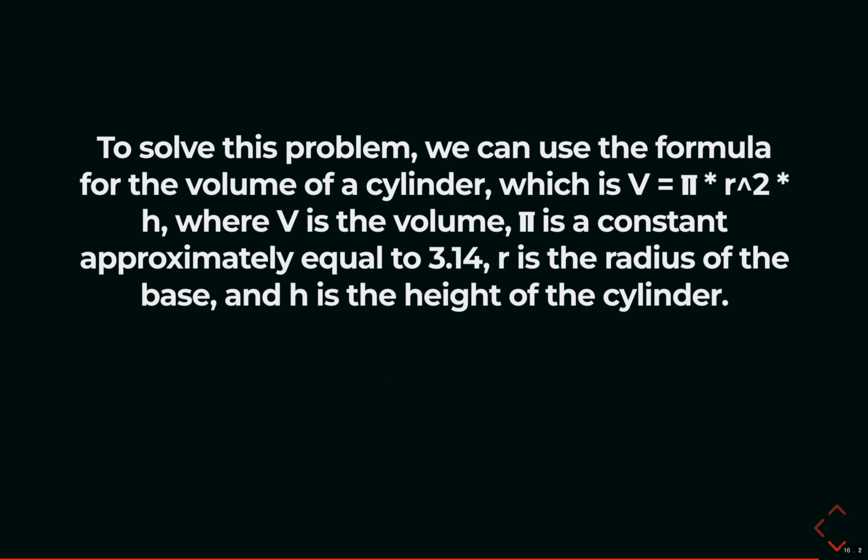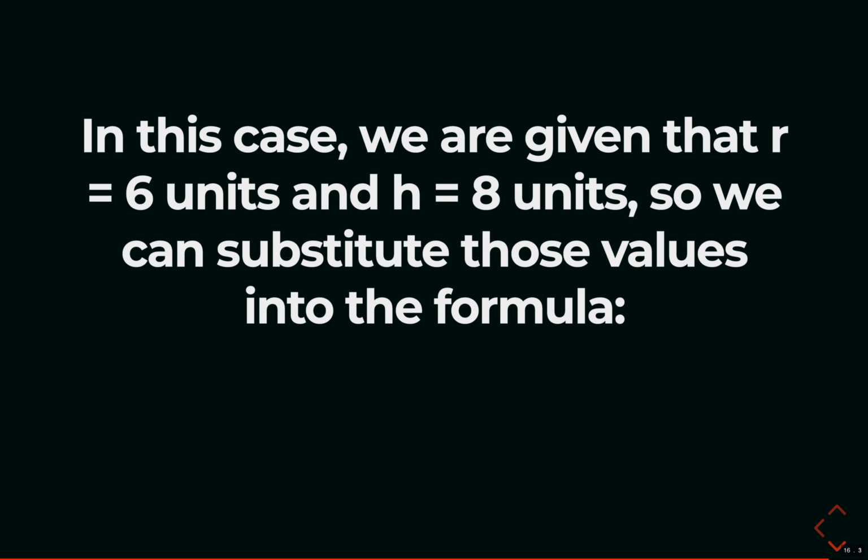To solve this problem, we can use the formula for the volume of a cylinder, which is V for volume equals pi times radius squared times height, where V is the volume, pi is a constant approximately equal to 3.14, R is the radius of the base, and H is the height of the cylinder. There's our formula. In this case, we are given that R equals 6 units and H equals 8 units. So we can substitute those values into the formula.